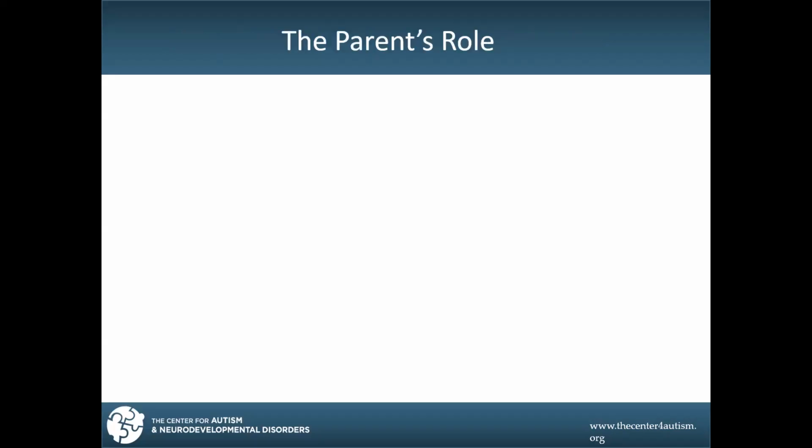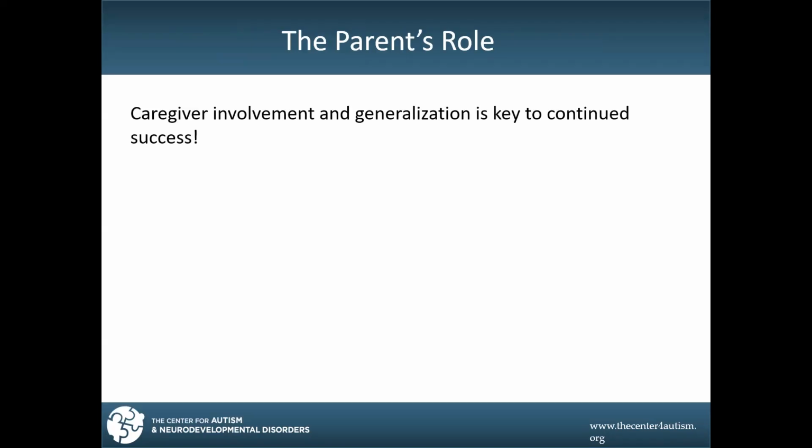Once a BCBA creates a treatment plan to decrease inappropriate behaviors and teach appropriate replacement skills, behavior therapists implement this plan with your child. However, the key to success is caregiver involvement and generalization. By generalization, I mean that when your child learns new skills, they are able to demonstrate them outside of therapy with multiple people, such as parents, grandparents, teachers, peers, and in multiple settings, such as at home, at school, and in the community.